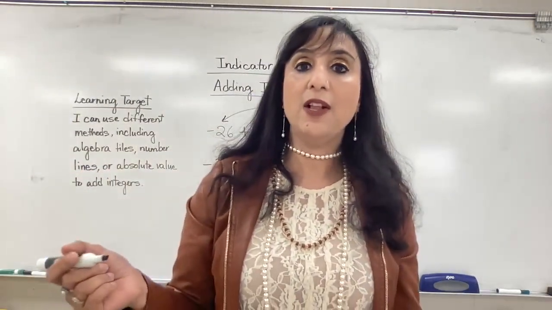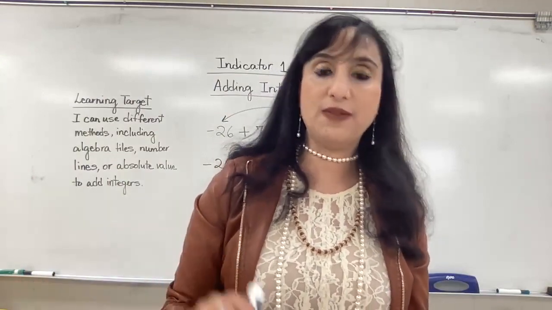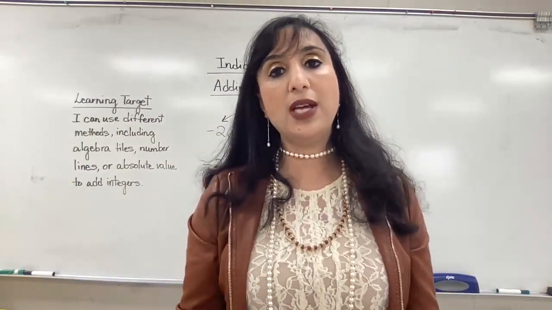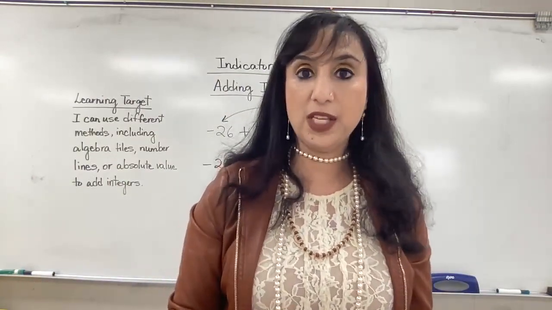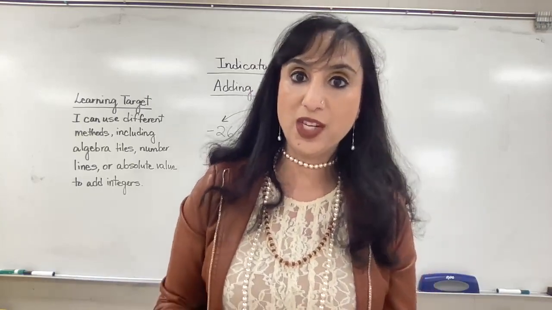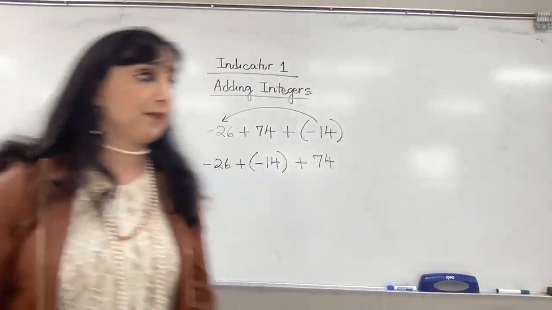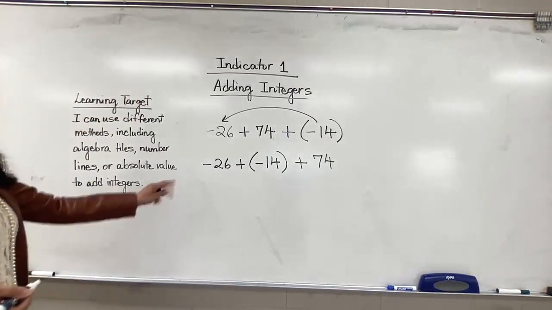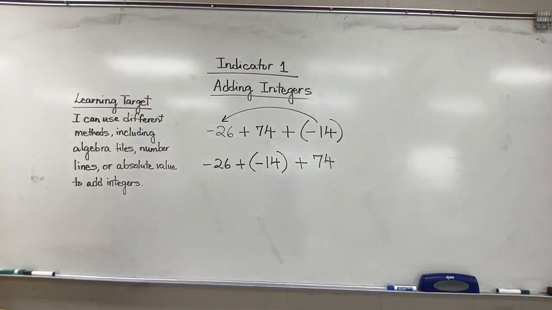When I am switching the order, the commutative property is like saying 5 plus 2 is equal to 2 plus 5, and 5 times 2 is equal to 2 times 5. So this property applies only to multiplication and addition. I have just now switched it around so I can combine my like terms over here.